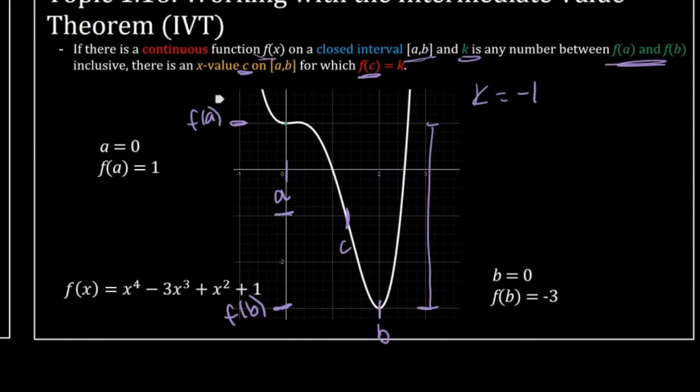If I wanted k to be equal to negative 2, it could be here. If I want k to be 0, it would be here. Any point in between here, k is defined for. This works for any continuous function on a closed interval. And that is the intermediate value theorem.